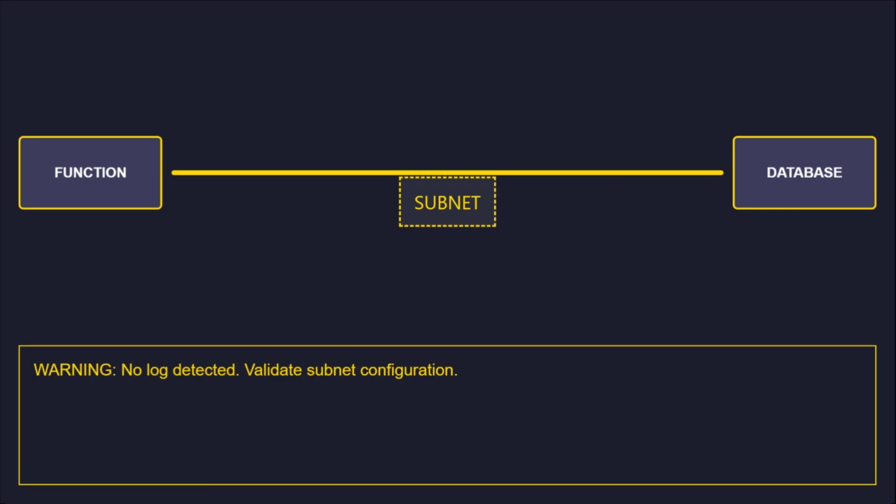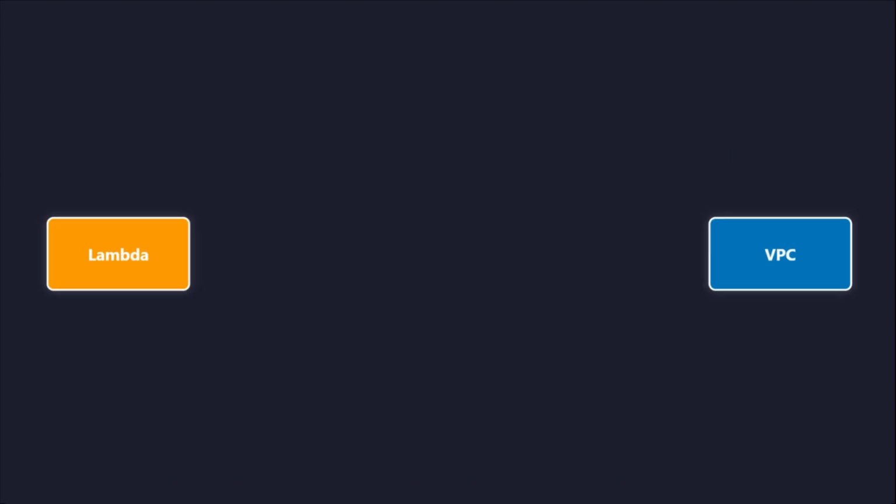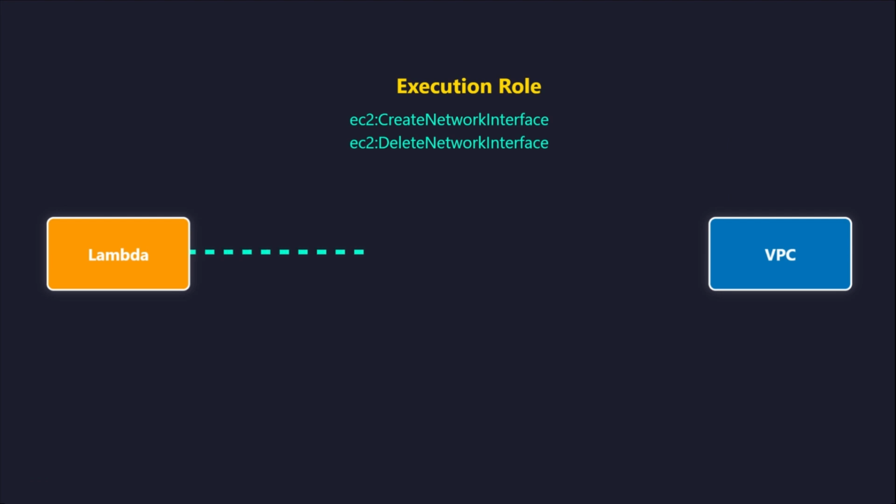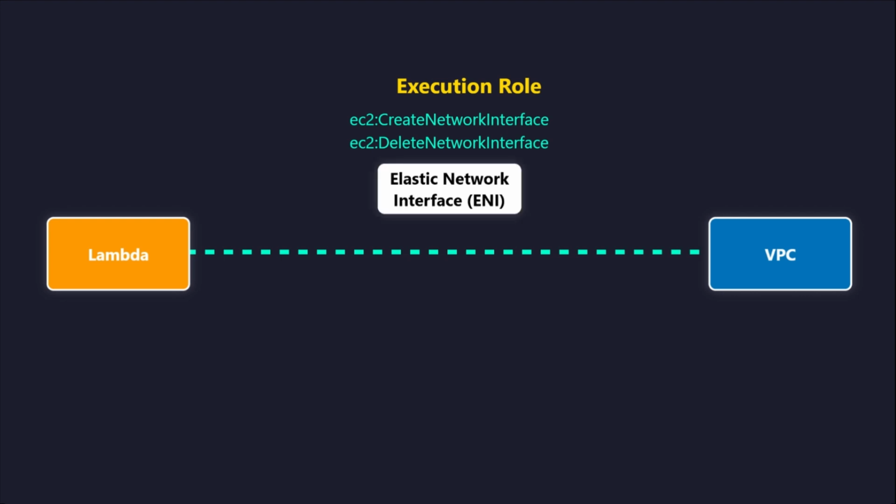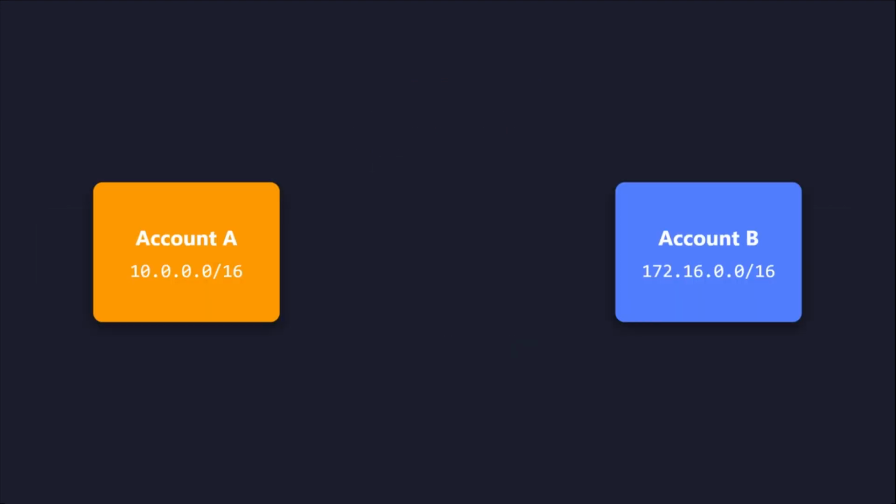If no log entry appears at all, ensure that the function is actually successfully launching into the correct subnet for monitoring. Your function execution role must have permission to create and delete elastic network interfaces within your account. Without these basic network permissions, the platform cannot bridge your code into the virtual private cloud, and your function will fail to execute with a permissions error.